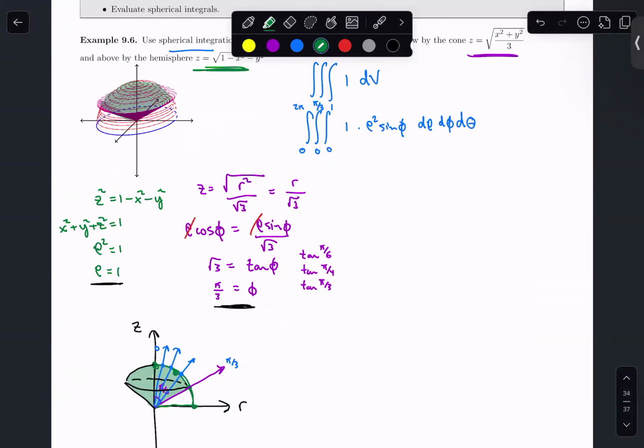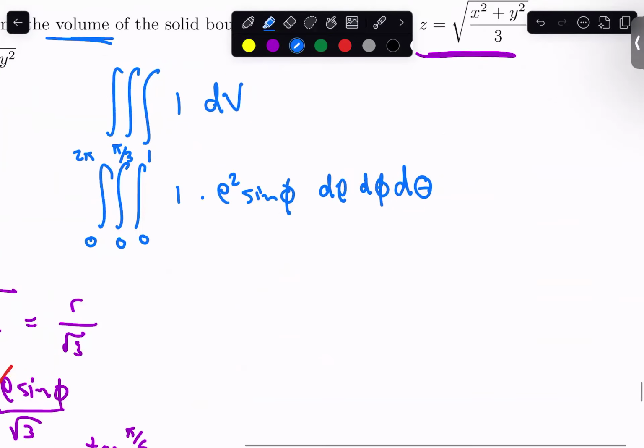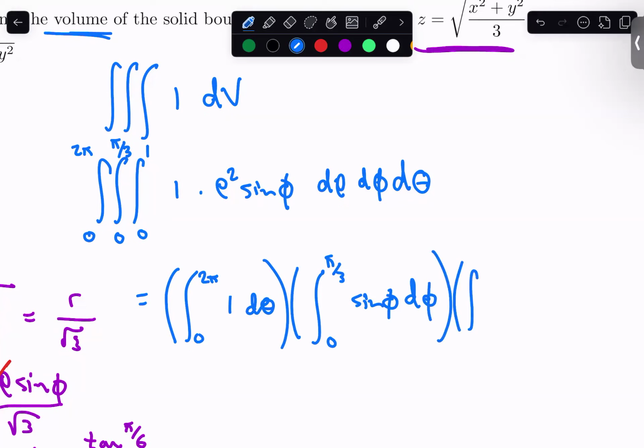All right, good. Well, let's go ahead and do the evaluation then. I noticed that all of my bounds are constants, and we could write this as a function of rhos times a function of phis times a function of thetas. So we can choose to go ahead and split this up: the integral from 0 to 2 pi of 1 d theta, the integral from 0 to pi over 3 of sine phi d phi, and the integral from 0 to 1 of rho squared d rho.